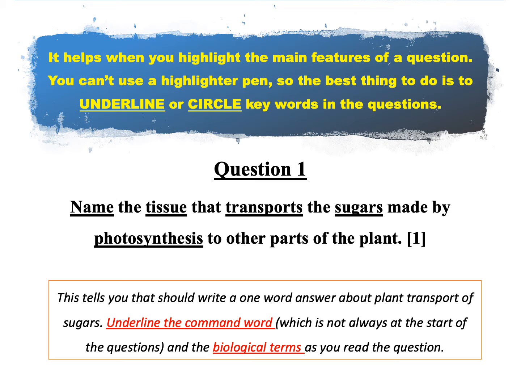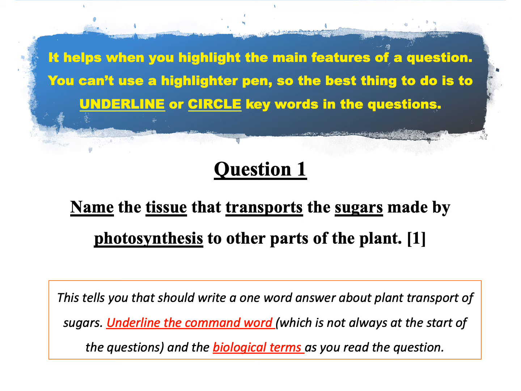Some students like to use a highlighter pen to highlight the keywords in the question. Unfortunately, a highlighter pen is not allowed when you are taking the IGCSE exam. So what you can do is use a pen or pencil to underline or circle the keywords in the question. For example, please look at question 1.